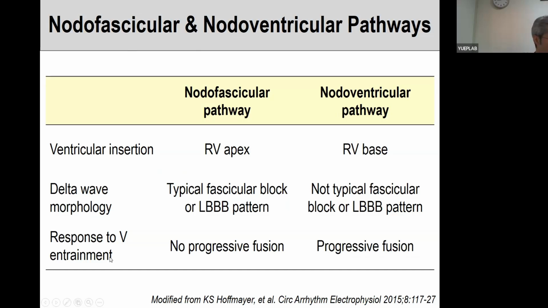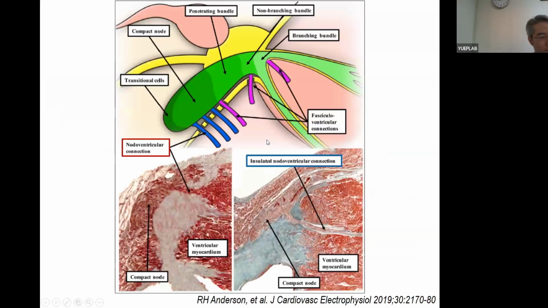During the tachycardia, we can conduct V entrainment pacing. In a nodofascicular pathway, V entrainment pacing may result in no progressive fusion. However, in a nodoventricular pathway, we can see progressive fusion by V entrainment pacing. This blue fiber is the nodoventricular pathway.